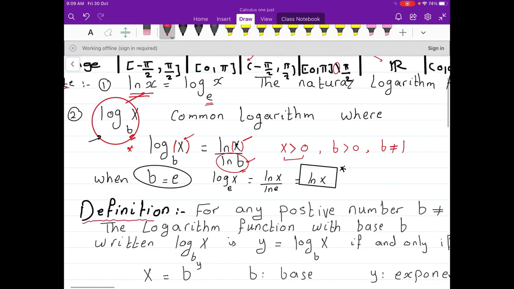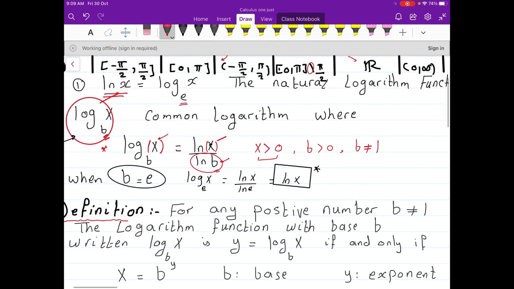For any positive number b, and b does not equal 1, that means there are two conditions on b. b positive and does not equal 1. Why positive? Since it is inside the ln. And why b does not equal 1? Since if b equals 1 you have a problem. So this means we have two conditions on the base: a positive number and not equal to 1.